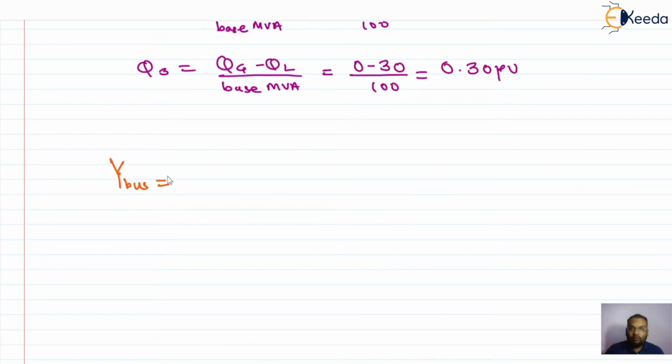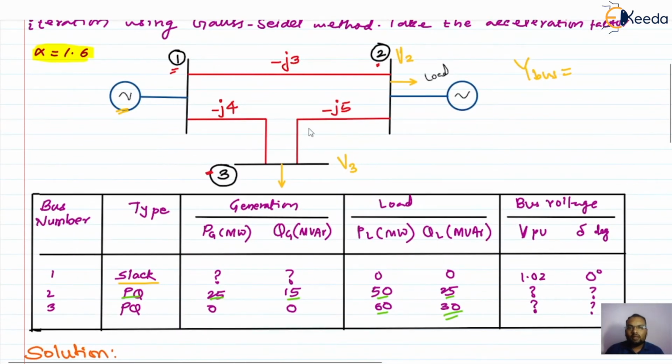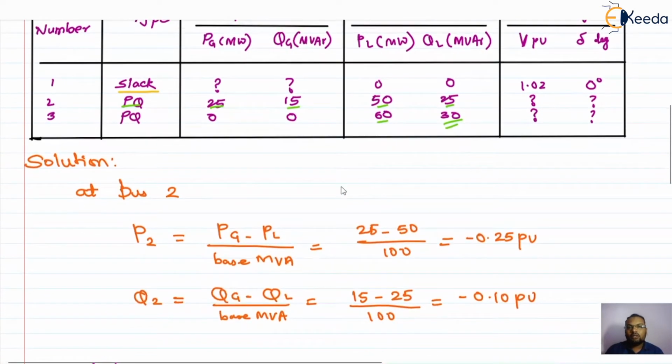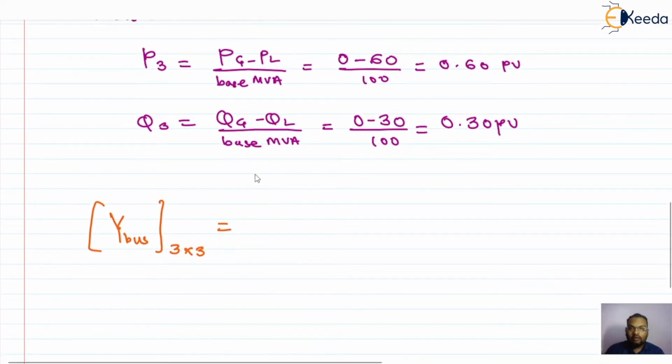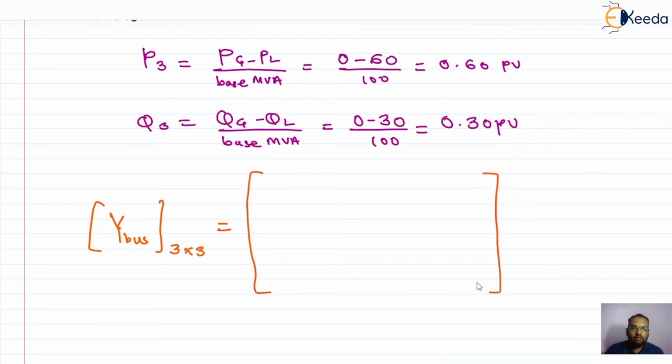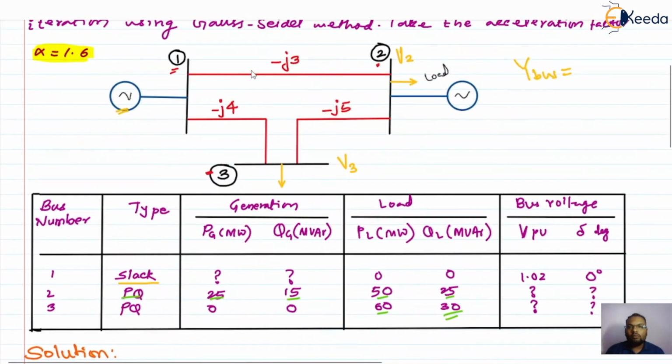Okay, before we actually find out the value of this Y bus, let us first decide the order of this Y bus. You can see that this is a 3 bus system, so the number of buses here is 3. With that, the order of this Y bus will be a 3x3 matrix. I'm going to write this Y bus matrix with the help of the direct inspection method. That method has also been discussed with you.